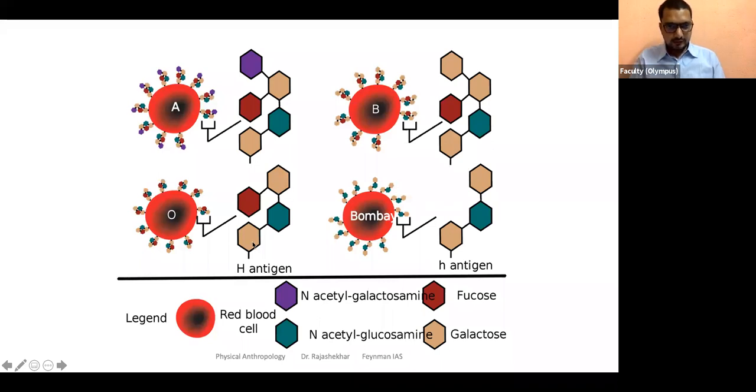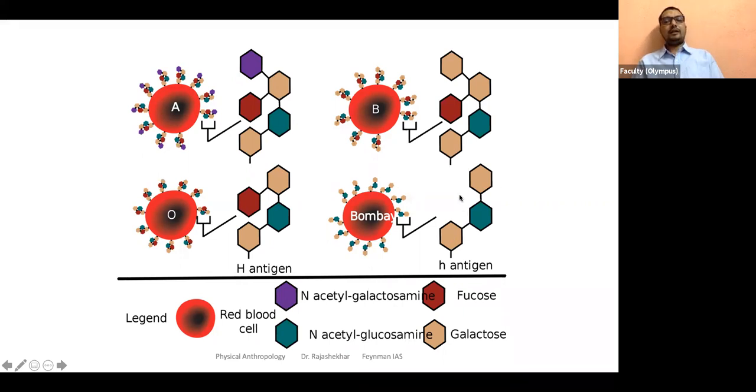Look at these circles, these hexagonal structures you are seeing, they're sugars, because normally these antigens are glycoproteins. To the protein, sugar molecules are attached. So what do you see here? People with O blood group have H antigen, capital H. So they have these four hexagonal structures. In Bombay blood group, they're missing this red one. They only have this part. This small part is missing.